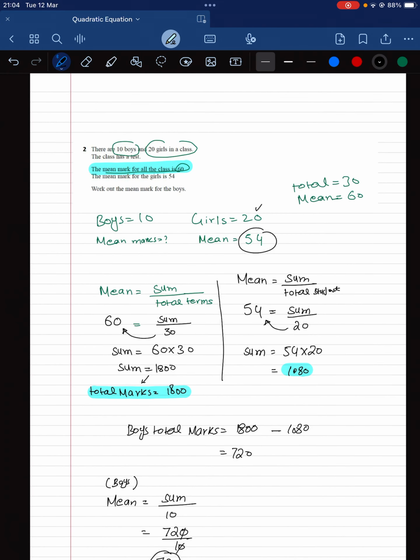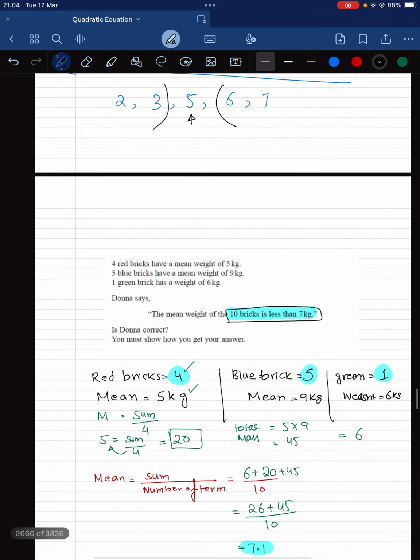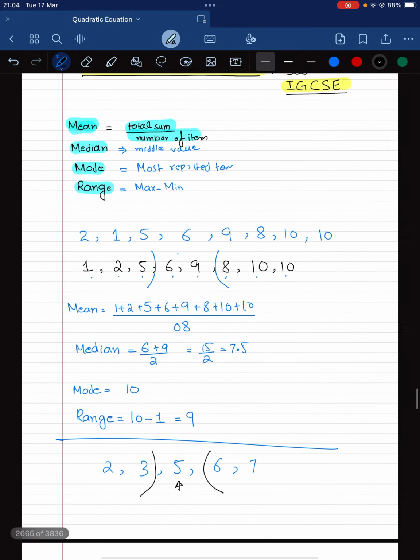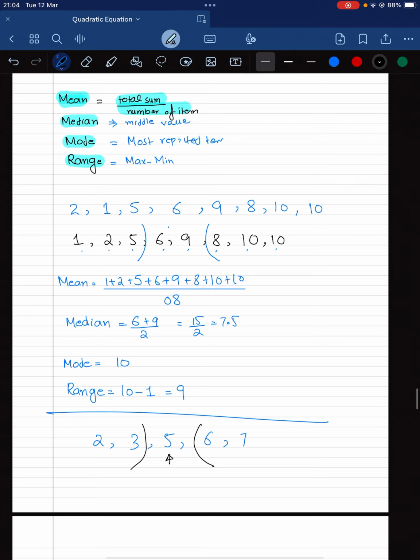Okay, so up till now we have learned the mean, median, mode and range, and how to interpret the mean formula. Now we will learn a new concept in which we have frequency tables. That is quite simple. From the frequency table we also need to find the same things: mean, median, mode and the range.